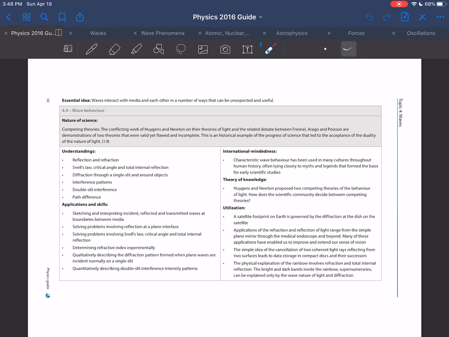Hello everyone! In this video we will continue to examine topic 4.4, wave behavior, and in particular we will continue to examine double slit interference and focus in on the concept of path difference.